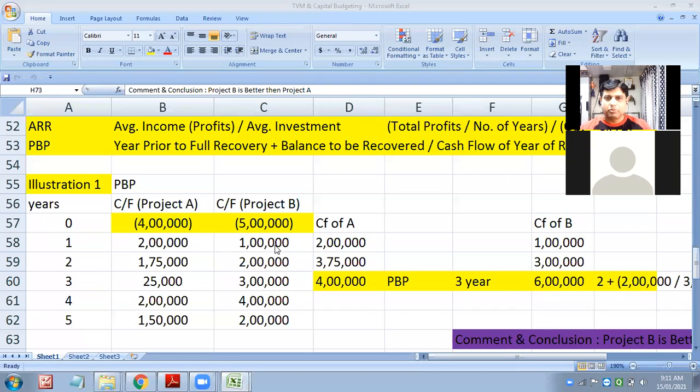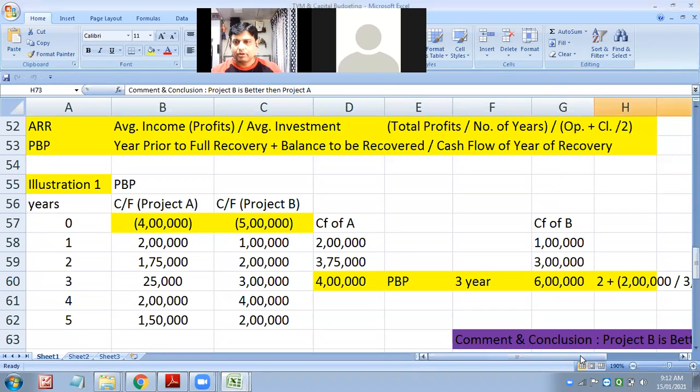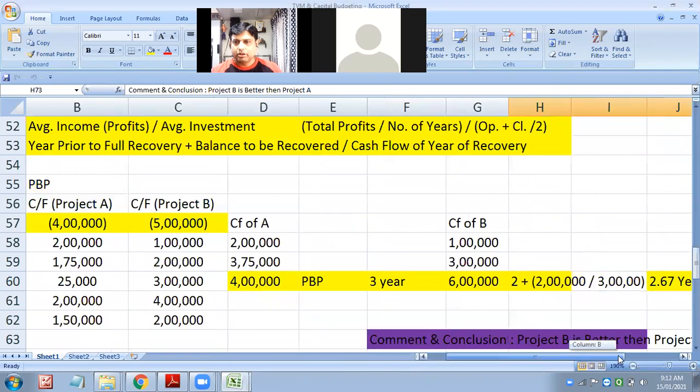Illustration one, there were two different projects. For project A, the outflow of cash was 4 lakh. For project B, the outflow of cash was 5 lakh. So here the PBP was 3 years for A, and for project B it is 2.67 years. So we concluded that B is the better project as far as PBP, the payback period calculation, is concerned.